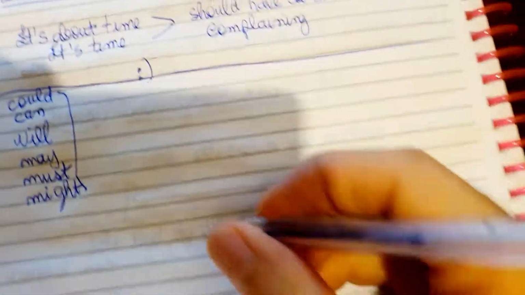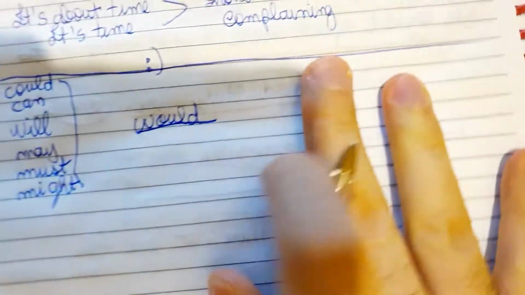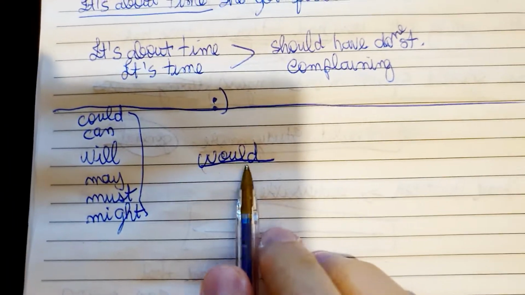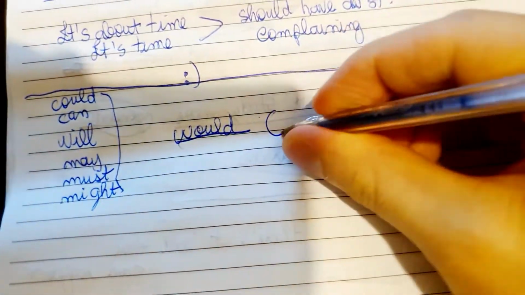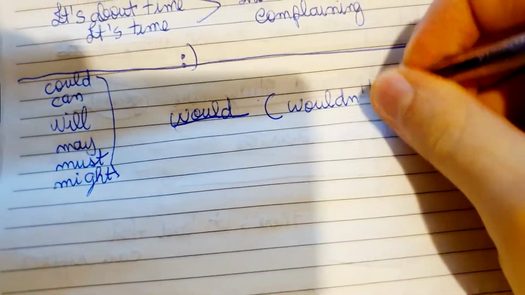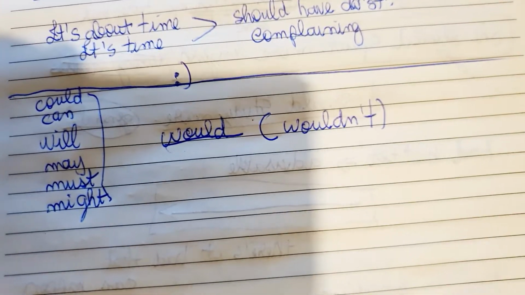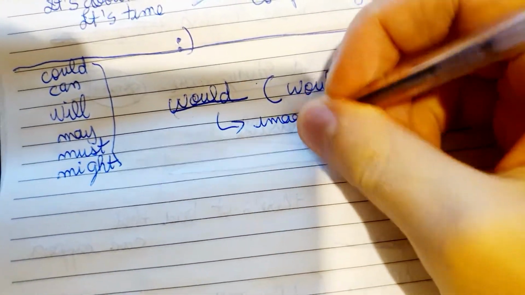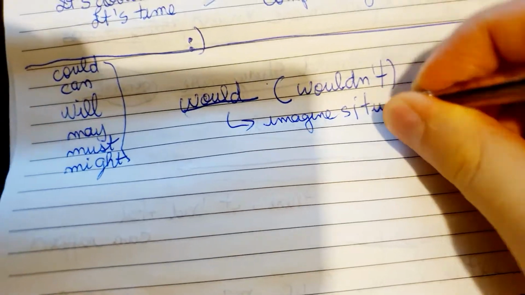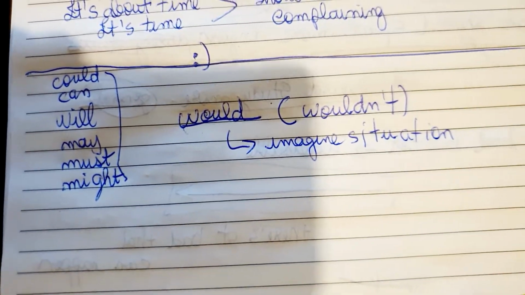Now, we will see another verb that we studied before, but we didn't give enough emphasis. It's the verb would, okay? Would, and the negative form is wouldn't. What's the meaning of this verb? When we imagine a situation or action which is not real, something that would happen.